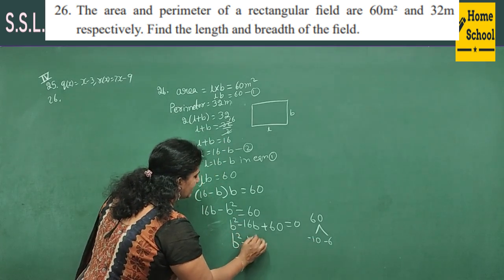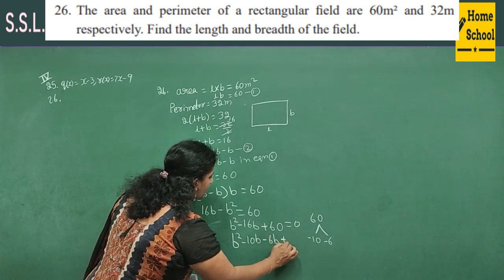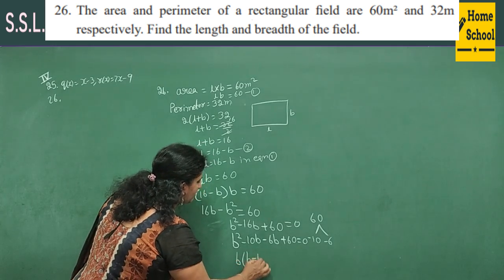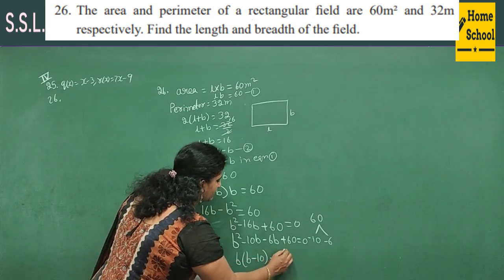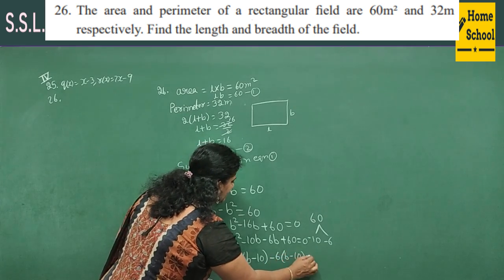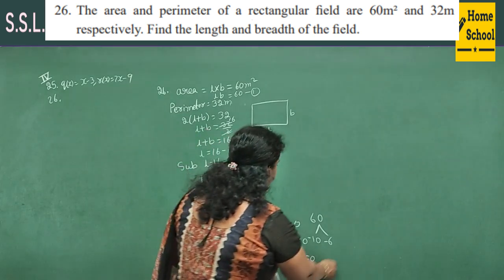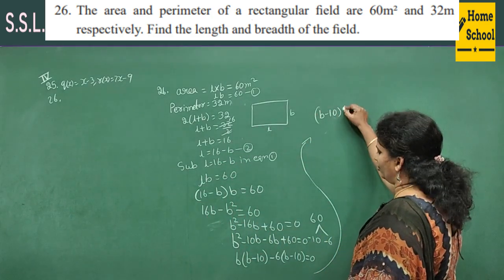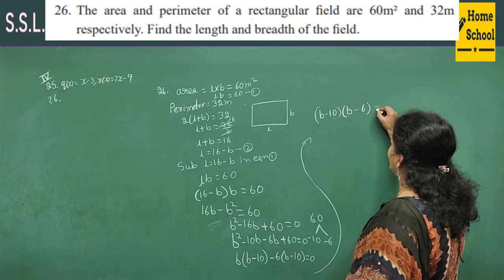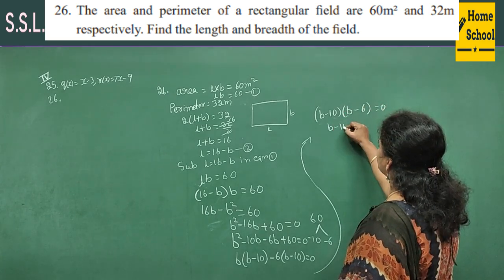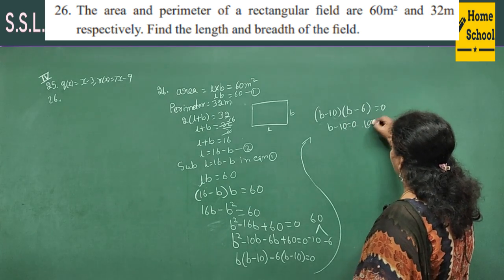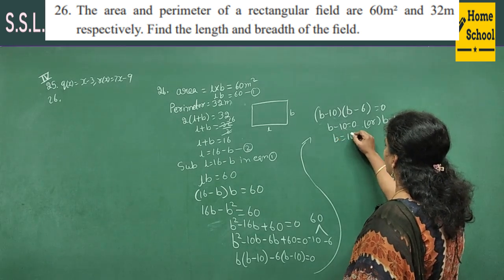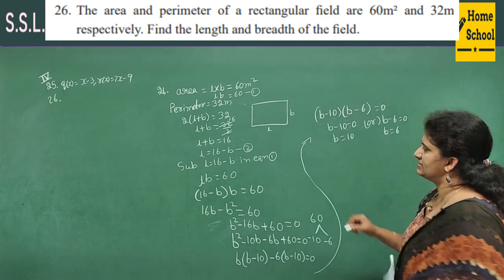B square minus 10B minus 6B plus 60 equal to 0. Take out B common. B minus 10, minus 6 common. Again B minus 10 equal to 0. Then this will be B minus 10 into B minus 6 equal to 0. B minus 10 equal to 0 or B minus 6 equal to 0. B is equal to plus 10, B is equal to plus 6.